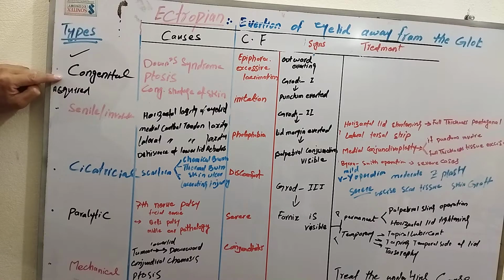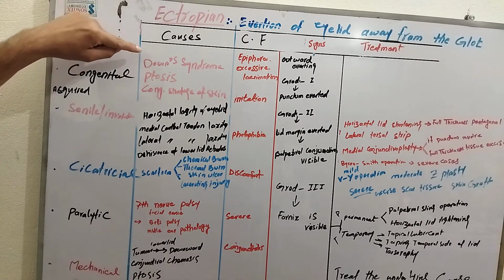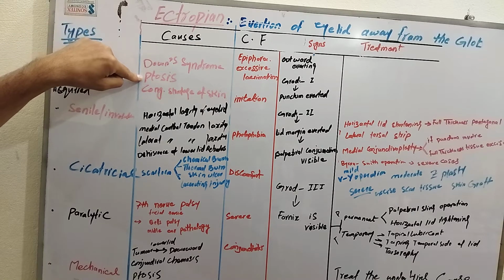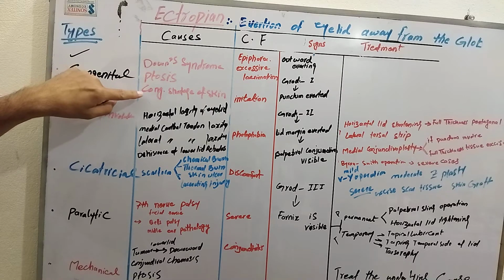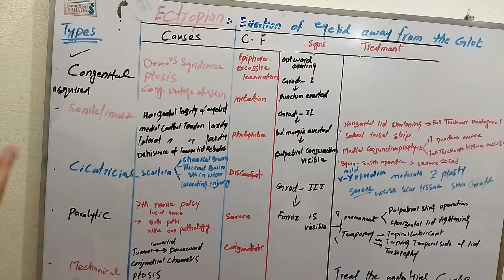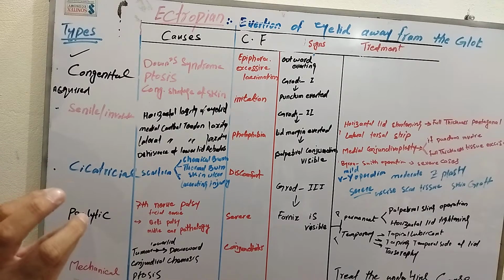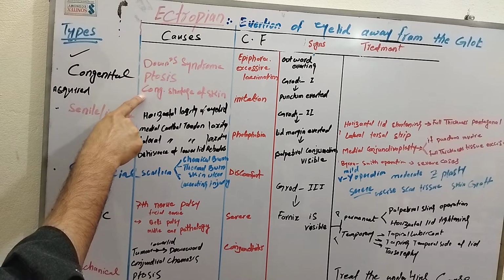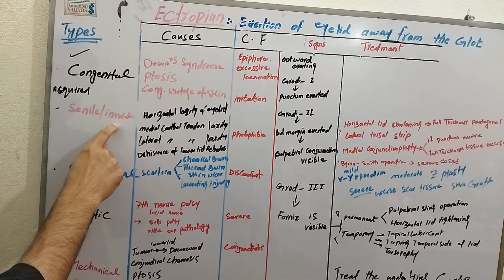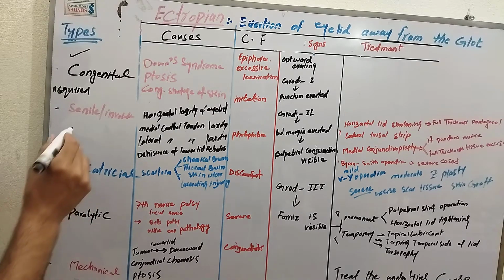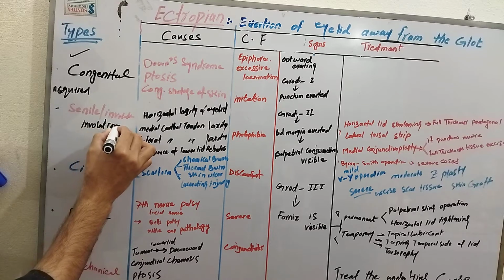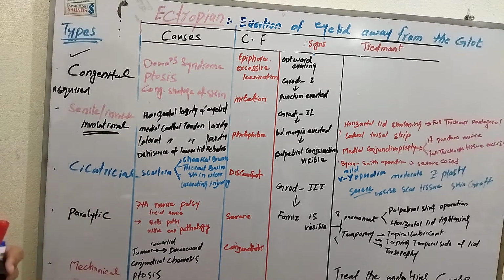First of all, the causes of congenital. Down syndrome is one of the causes of congenital ectropion. Ptosis is also one of the causes of ectropion. Congenital shortage of skin. These three are the causes of congenital ectropion: Down syndrome, ptosis, congenital shortage of skin. Now we are going towards senile, which is also called involutional. This is also an acquired type.